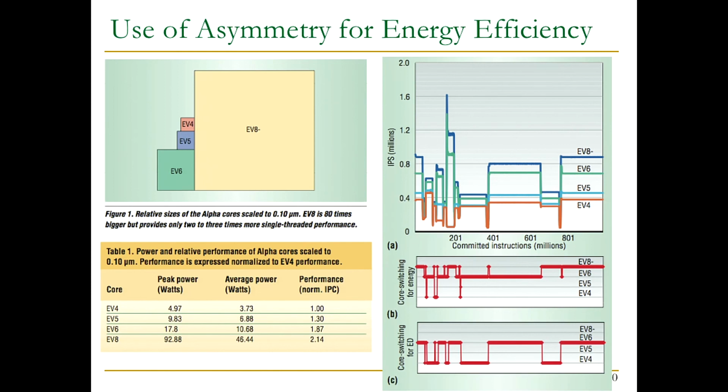If you want to know more, you should read the paper. But this basically enables, if you look over here, if you're optimizing for energy, for example, sometimes you run on EV8, sometimes you run on EV6, and a few points you run on EV4. If you're optimizing for energy delay, you never run on EV8. I don't know why. You can read the paper. And then you run on EV4 a lot of the time, right? So these are some examples, basically. The idea is core switching.